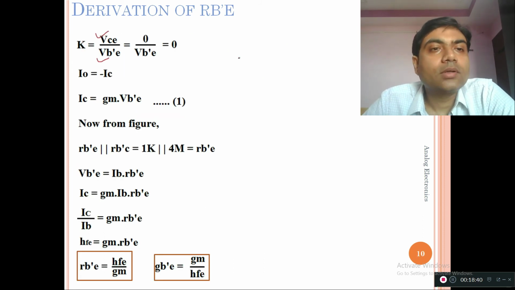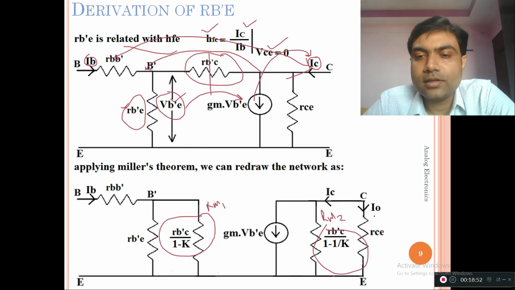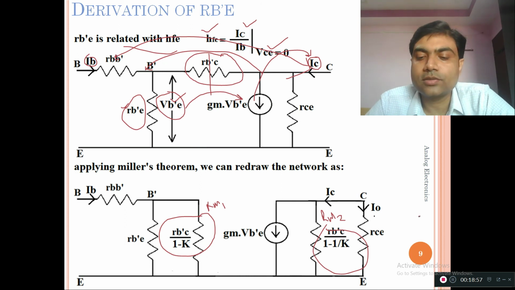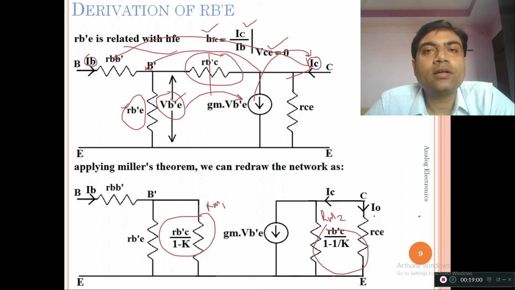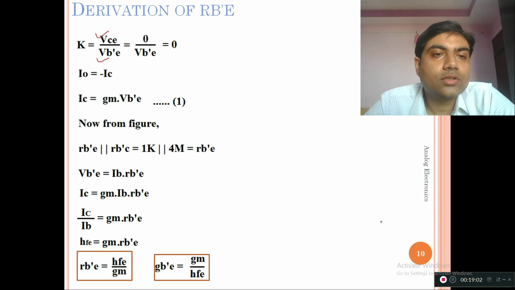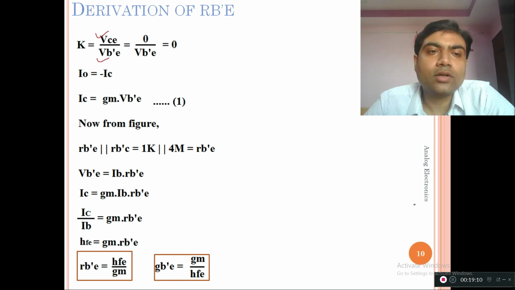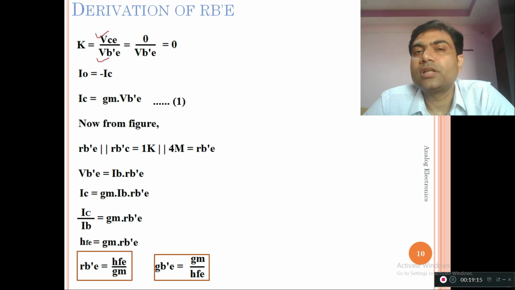So VC upon VB'E gives me the value of K, that is 0, because VC is 0, and we can see from the diagram that I naught is nothing but minus IC. You can see here IC and I naught at the output. RCE is holding the value of I naught, and IC is flowing across the internal terminal. So IC and I naught are opposite in value. I am not writing in terms of I naught, I am just writing in terms of IC. So IC can be written as GM into VB'E. That is equation number 1.